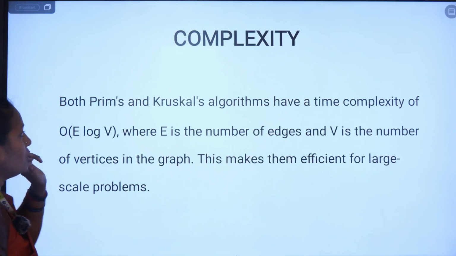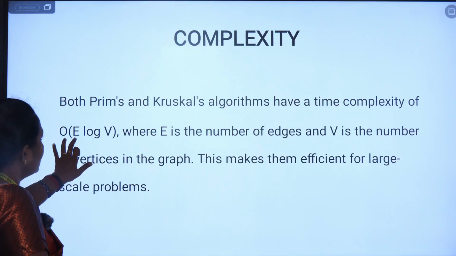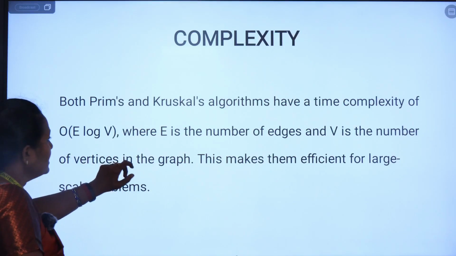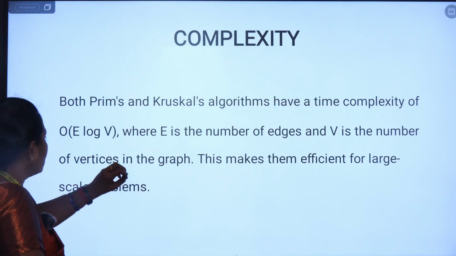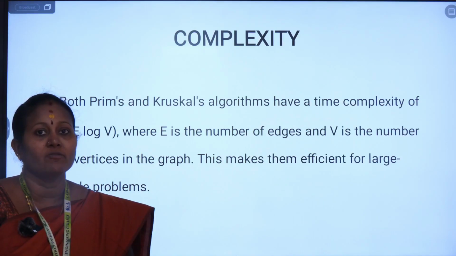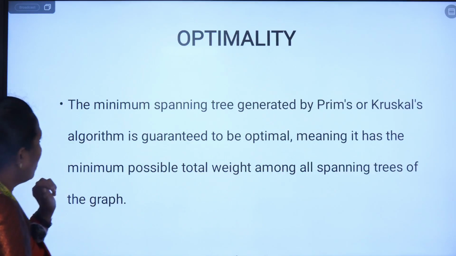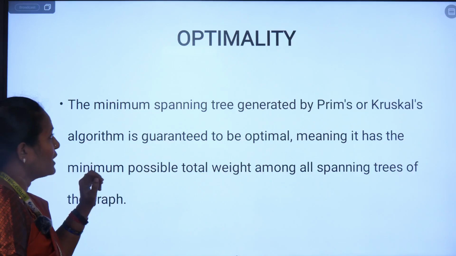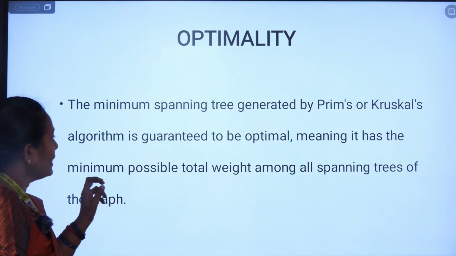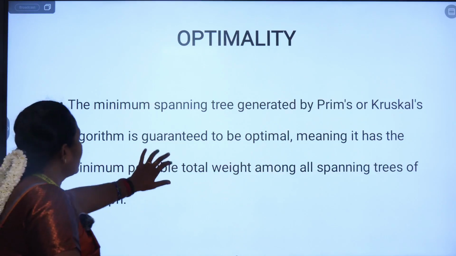So this is the complexity of the minimum spanning tree, that is order of E log V. Here E denotes the number of edges, V denotes the number of vertices in the graph. This makes them efficient for large scale problems. So two things you should remember, that is E stands for edges and V stands for vertices here. So this is the optimality, that is the minimum spanning tree generated by Prim's or Kruskal's algorithm is guaranteed to be optimal, meaning it has the minimum possible total weight among all spanning trees of the graph.